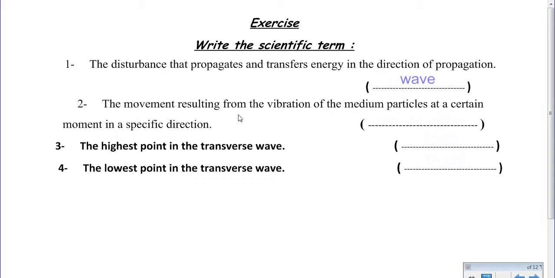The movement resulting from the vibration of the medium particles at a certain moment in a specific direction is called wave motion. The highest point in the transverse wave? Excellent. It is the crest. And the lowest point in the transverse wave is the trough.